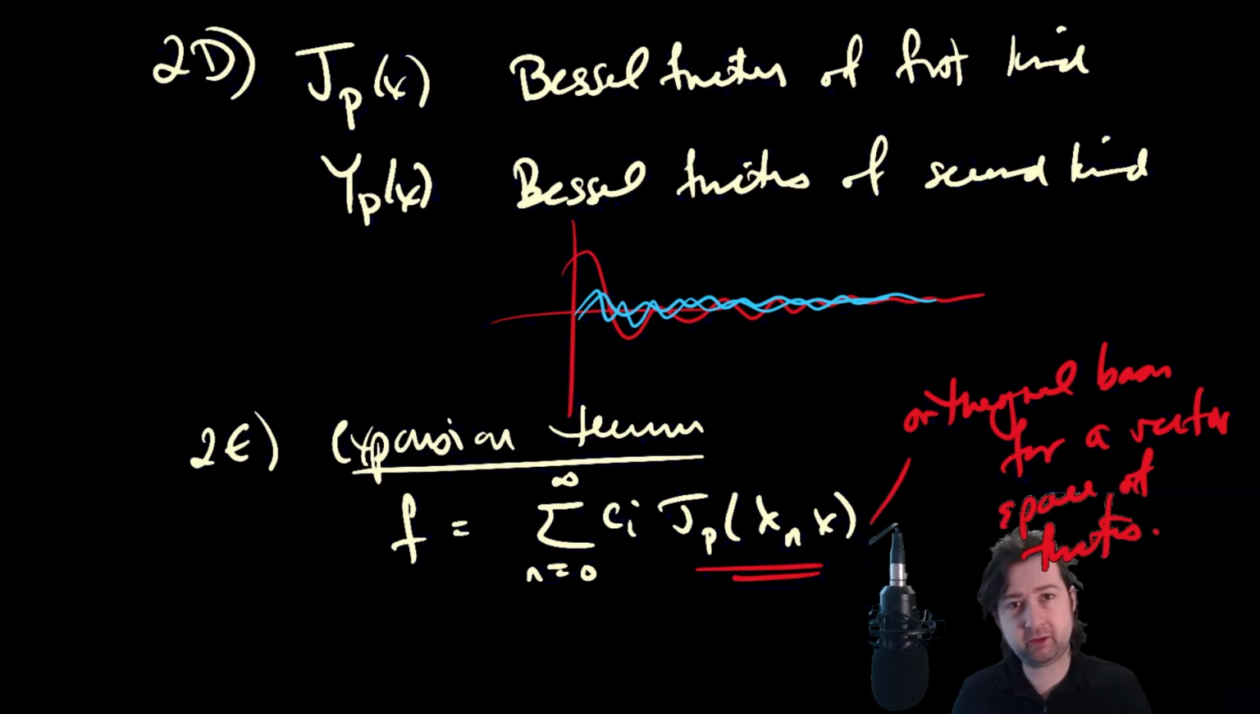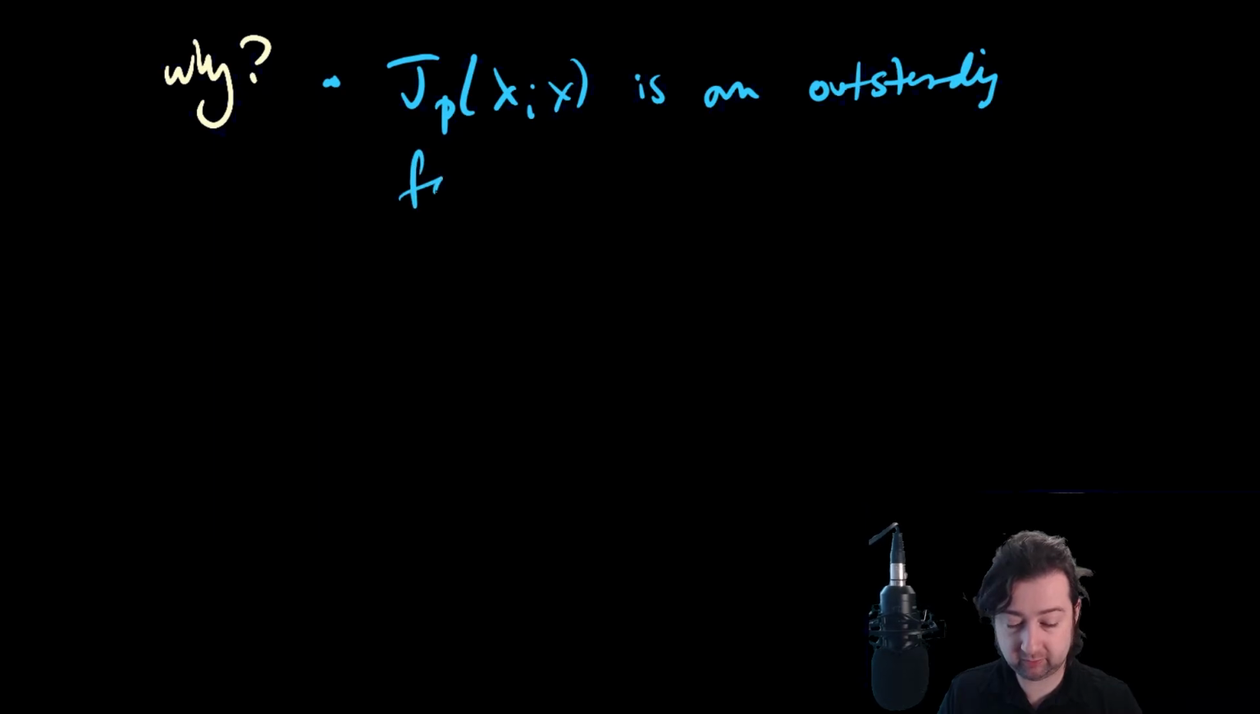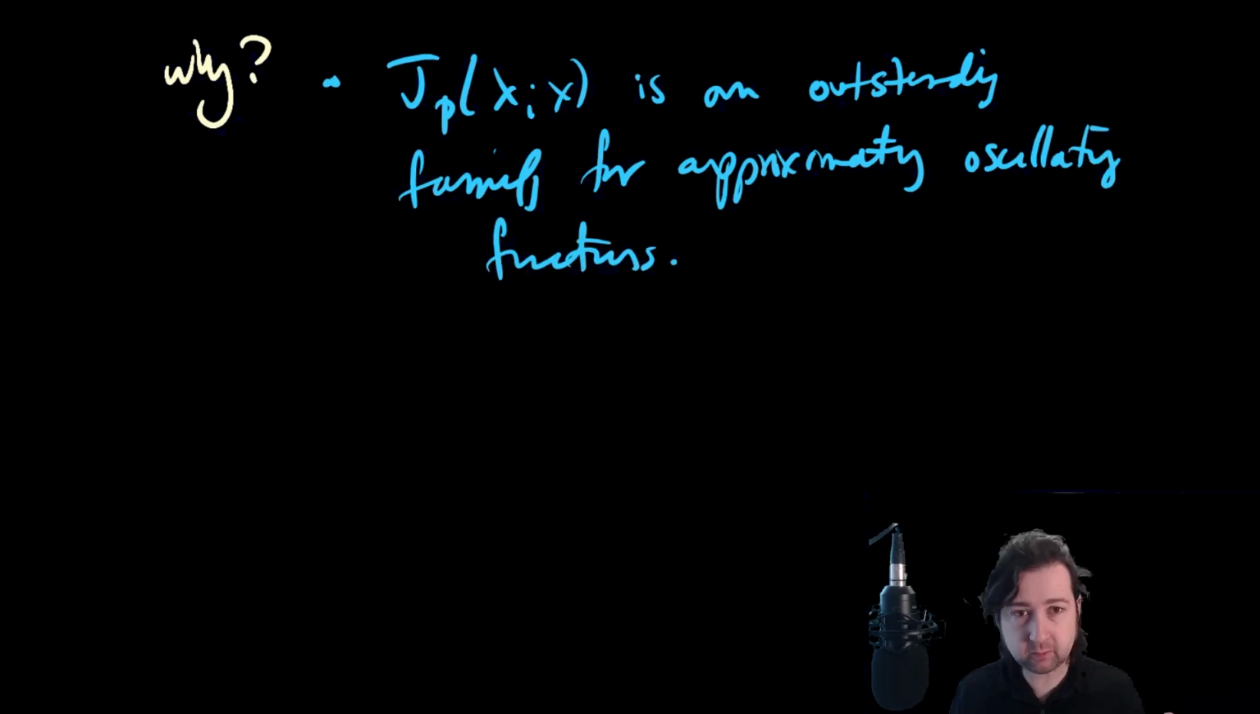And you might think, well, why would I want to do that when I can already do it in terms of Legendre polynomials or Taylor polynomials? And the answer is this particular expansion theorem, because all of the pieces are oscillating functions of different frequencies, is actually very, very good at approximating oscillating or periodic functions. Why use this expansion theorem? The family J_p(lambda_n x) is an outstanding family for approximating oscillating functions.